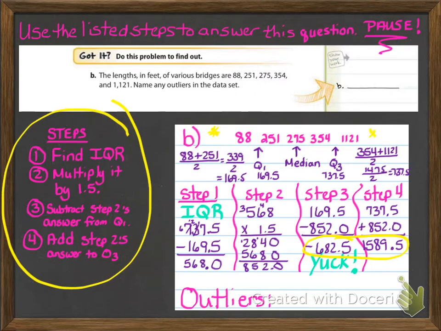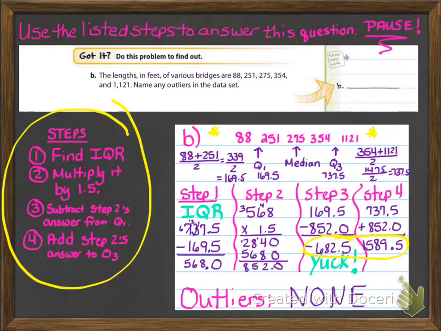1,589.5 is to the right of 1,121. So in this example, I don't like this example because it is a tricky one, but the numbers don't lie. There is actually no outliers. So where it says outliers on this one, you would write none, because none of the numbers in that data set meet the definition of what an outlier is.